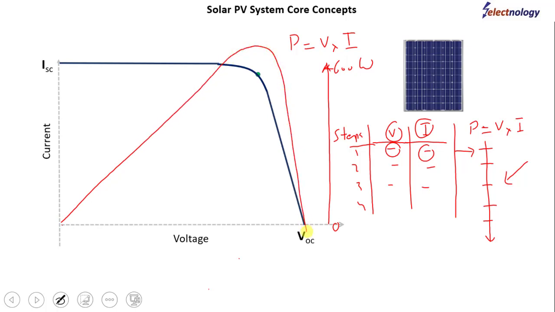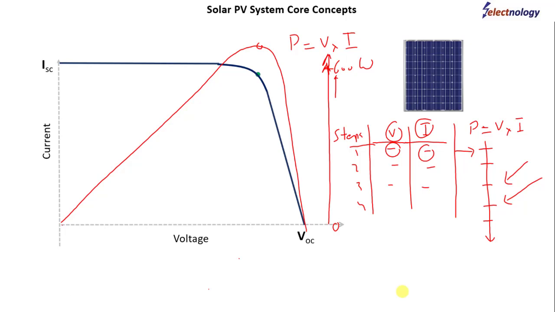Okay, so this graph which we have drawn just now will be based on these values we calculate, that is the power calculated from multiplying voltage with the current. Okay, now this is the power graph, or the power being supplied by the PV module.